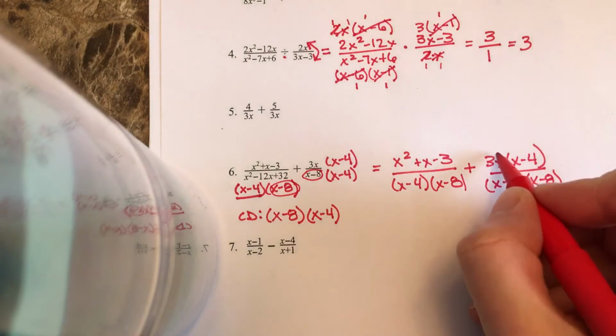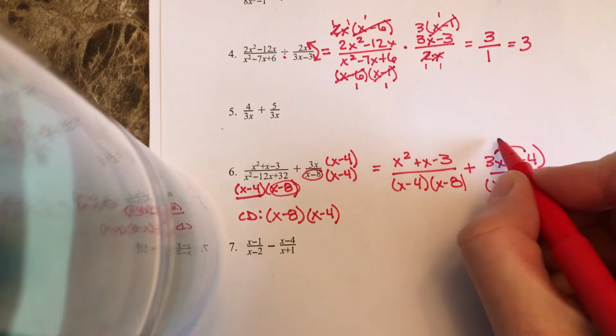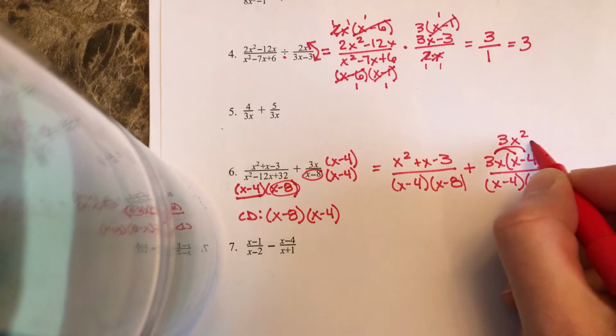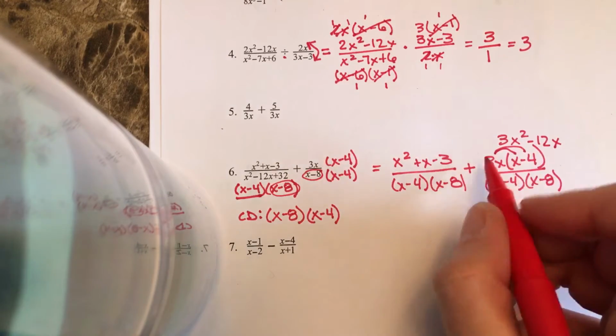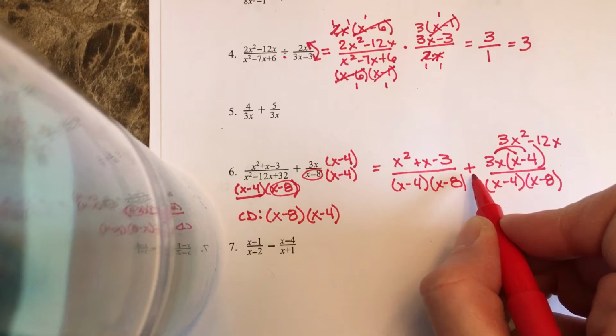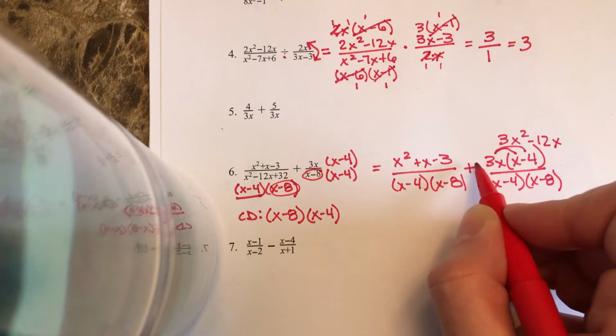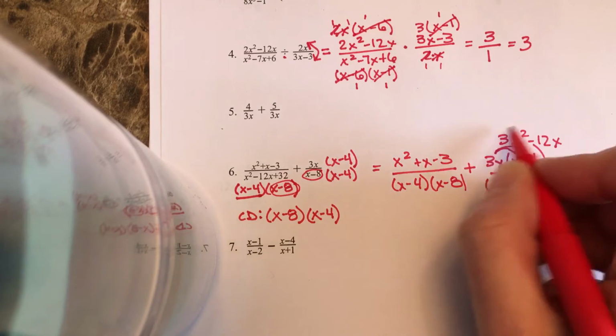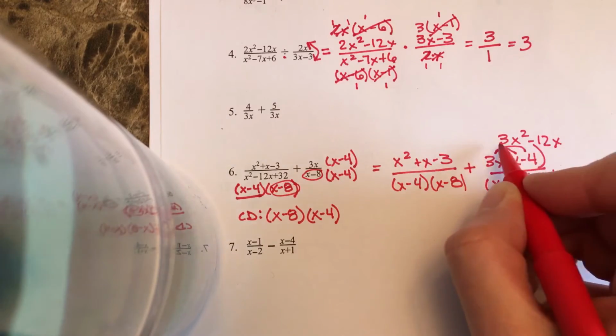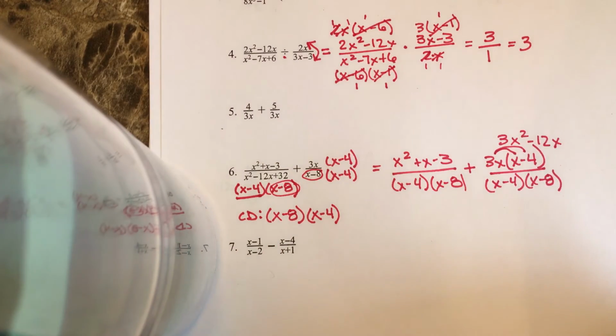So what I need to do instead is distribute this 3x. So I have 3x squared minus 12x. And again, as I'm distributing, be careful of your signs. I have an addition sign here, but if this was subtraction, I would probably want to distribute through negative 3x so that all my signs would change with that subtraction.